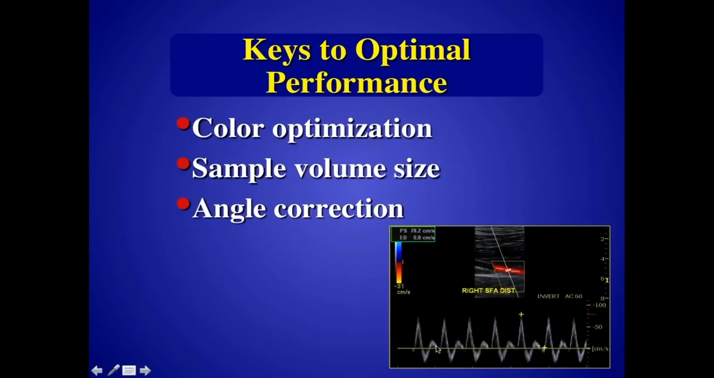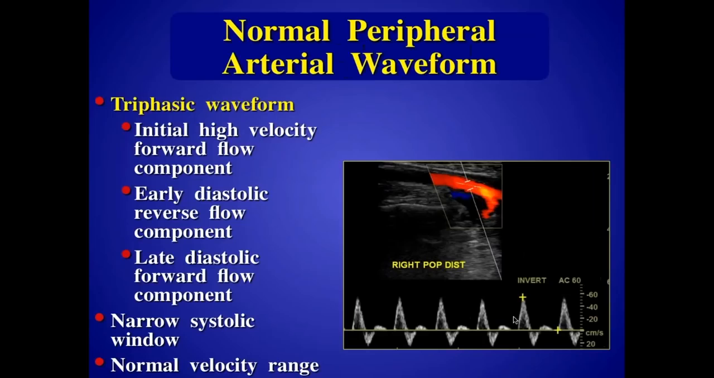Notice in this particular waveform how clean and crisp it is. We can easily see the peak systolic velocity. The area under the peak is clear. So this is a nice normal waveform.